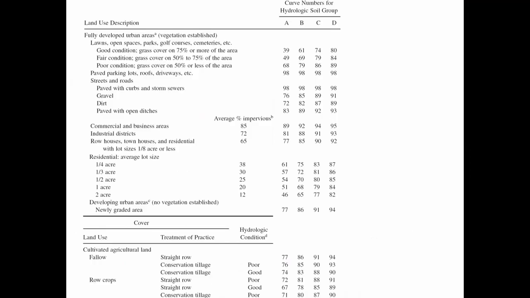But now let's talk about the NRCS method. So last time we took a look at these curve number tables. Remind me what the A through D classifications are related to. A through D across the top.